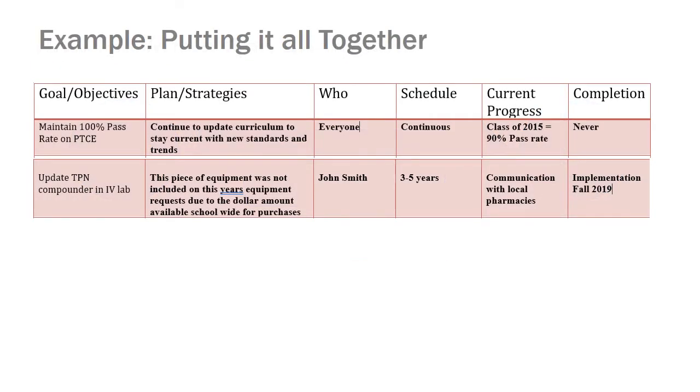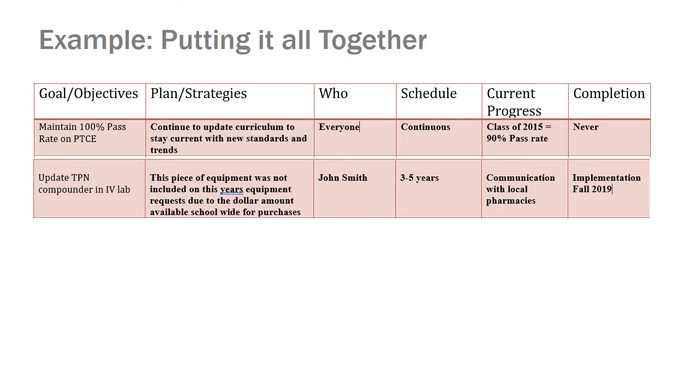Now let's put it all together. Here is an example of the strategic plan from the ASHP website to walk through the process of writing the strategic planning document. In the first column, you see a place designated for listing the goal and/or objective. In the first row, the goal specifies the exact pass rate the program hopes to achieve. This is then accompanied by the plan and strategy for achieving the goal and the objective.